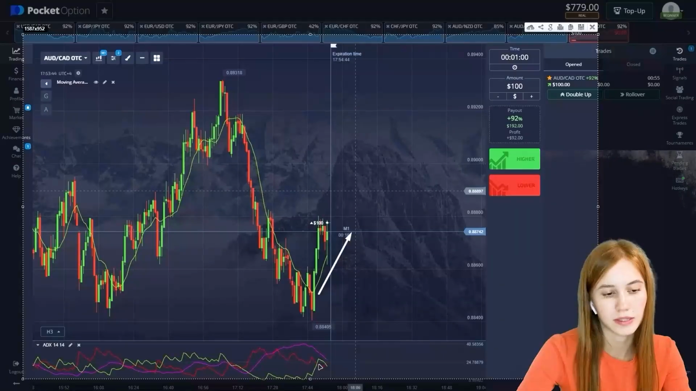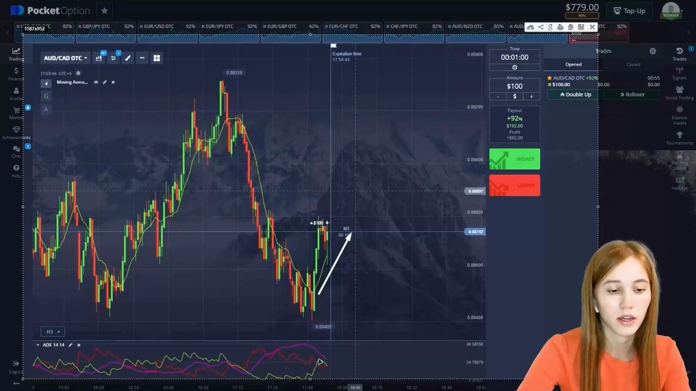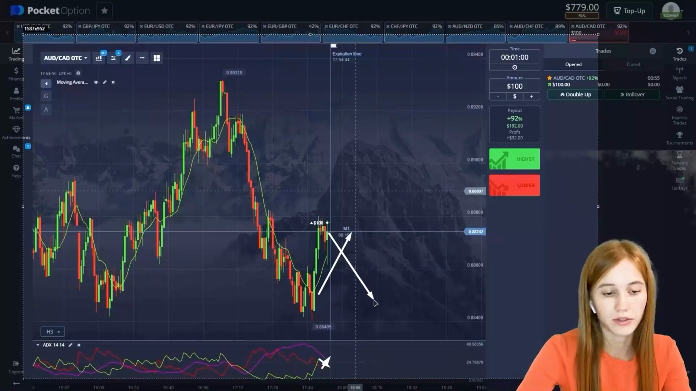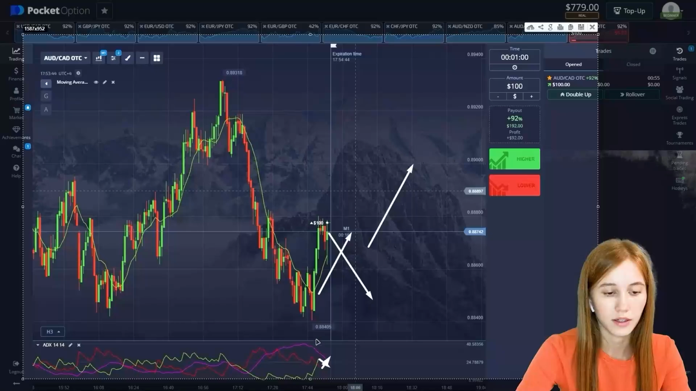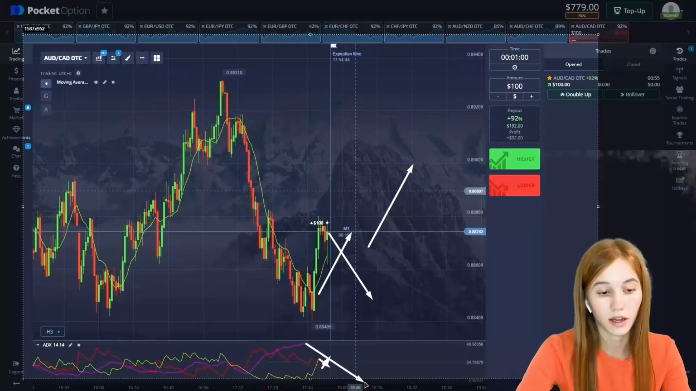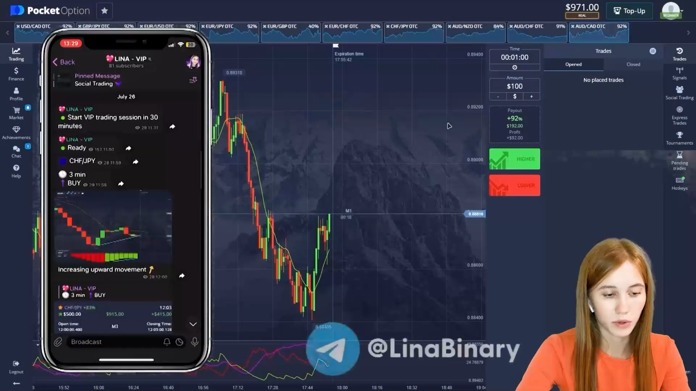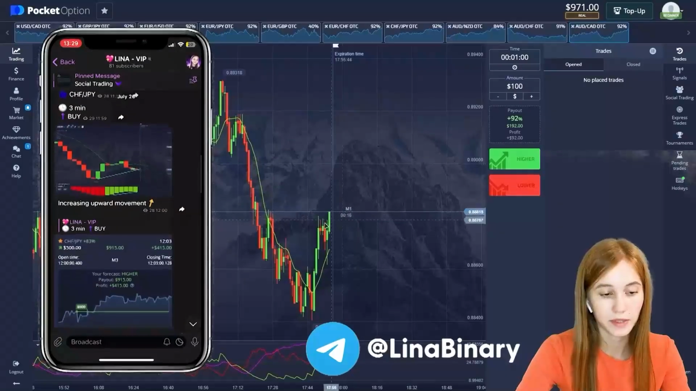By ADX, we see the green is moving down, red is moving up, and that indicates a change in trend. But I'll still rely on technical analysis. There will be growth now. According to ADX, we see that the intensity is in decline. Let's close the deal with profit, and let's sum it up.